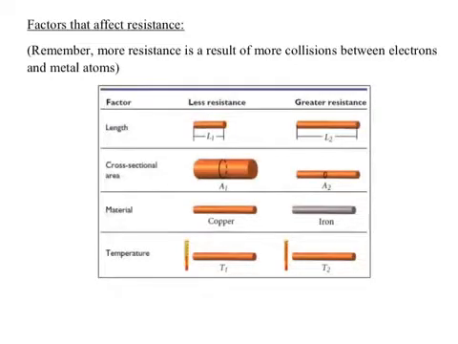Now let's take a look at 4 factors that affect resistance. First of all, remember that resistance is really a result of more collisions between electrons and the metallic atoms in the copper wire, whatever the wire is made of. So the first thing we'll notice is that length is directly related. Shorter length, less resistance. Longer length, more resistance.